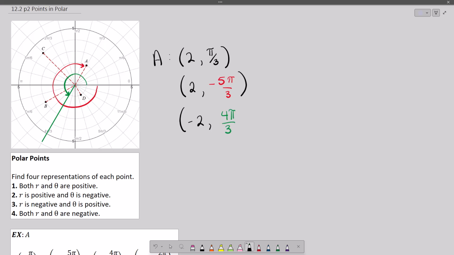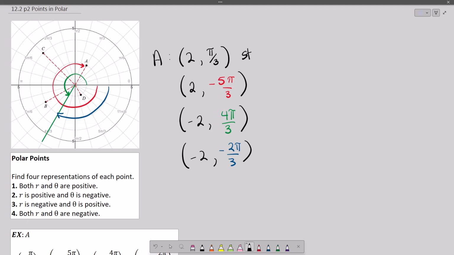So that would be that representation. And now if we're hyper-contrarian, we're going to say, hey, man, we want negative and negative. So if we want to get to this green terminal ray coming from the negative, we go this way. So that's going to be negative 2 pi over 3. So if we go negative 2 pi over 3 and we have a negative radial value, we bounce into the opposite quadrant and it puts us back into quadrant 1. So those are the 4 ways that you could represent this point.